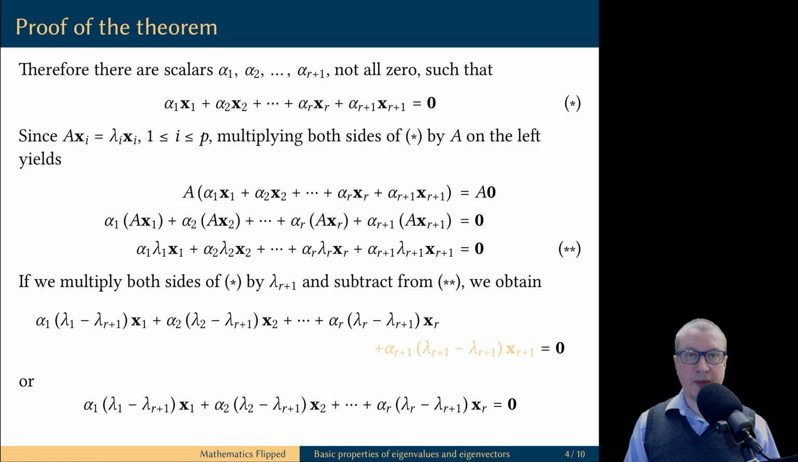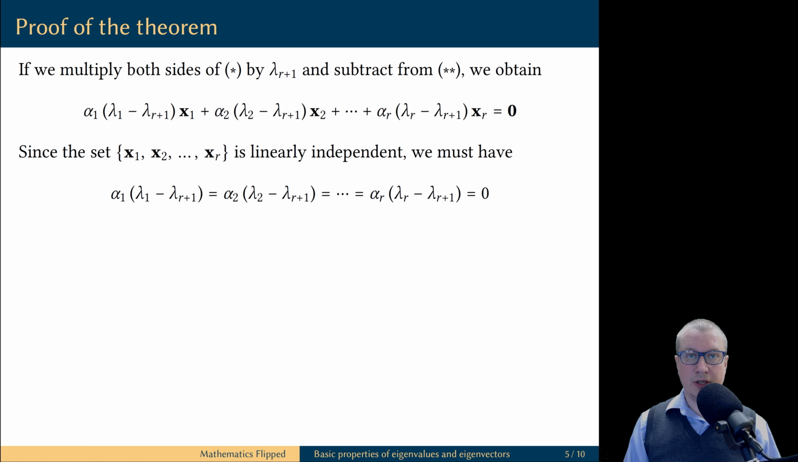But now the term that involves vector xr plus 1 disappears from this equation because the vector gets scaled by the zero scalar. But what we have now is a relation of linear dependence on the smaller set, the set of eigenvectors x1, x2 up to xr only. And our assumption is that this smaller set is linearly independent. Therefore, the only relation of linear dependence on this set is the trivial one, and all scalars in this relation must be equal to 0.